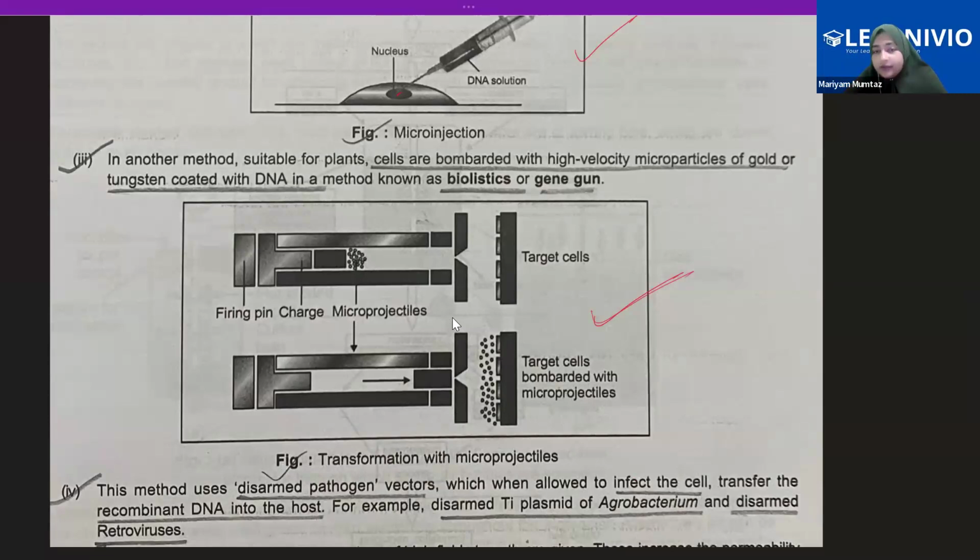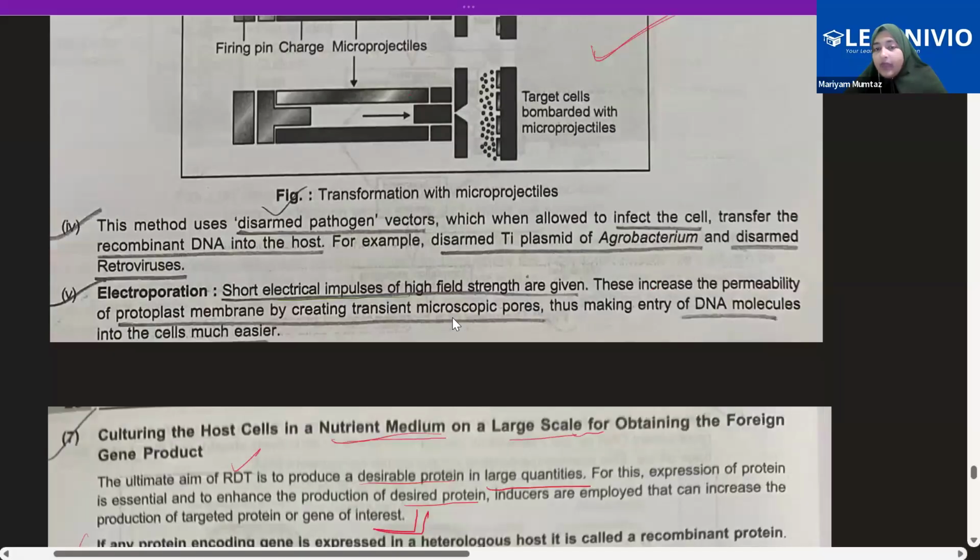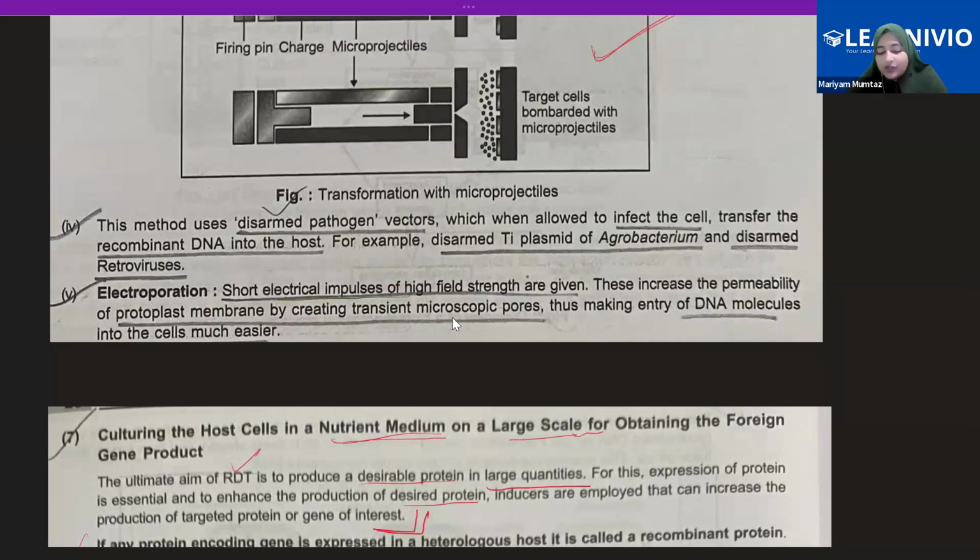Furthermore, tumor-inducing Agrobacterium. Agrobacterium tumefaciens is a bacterium which causes crown gall disease in dicot plants. It has a natural mechanism of causing a lot of cell division. So if we take the pathogenicity of that Ti plasmid and use the Ti plasmid to deliver the gene of interest by making it disarmed, then you can easily transform the plant cell. And in the case of the animal cell, you can do the exact same thing with the help of retroviruses.